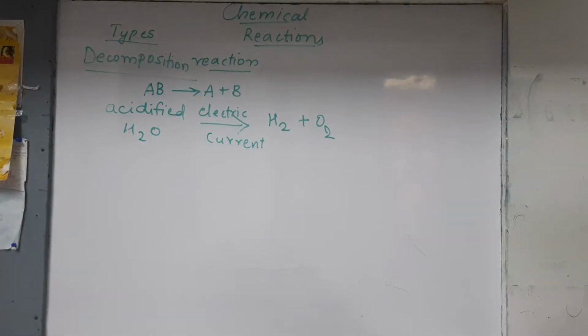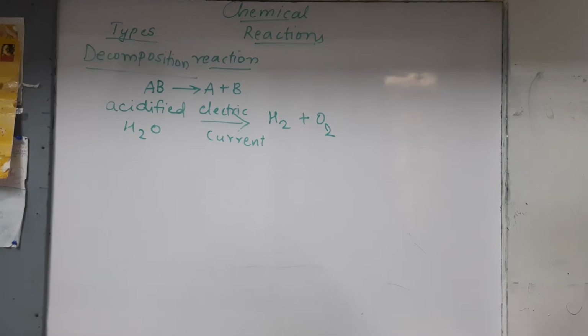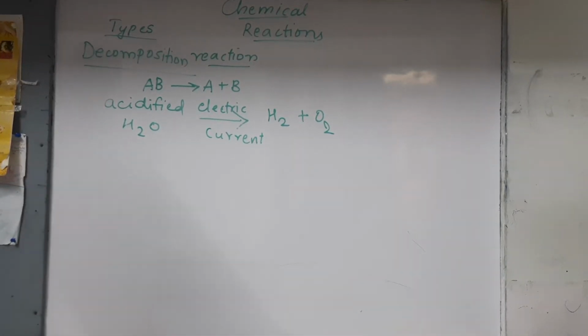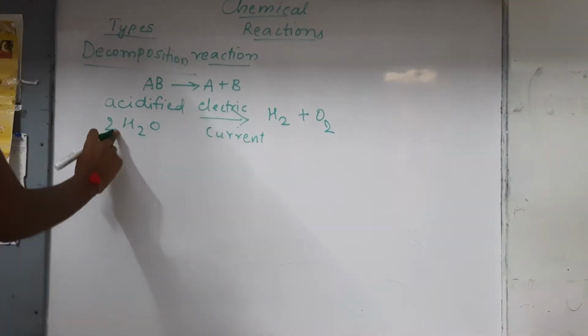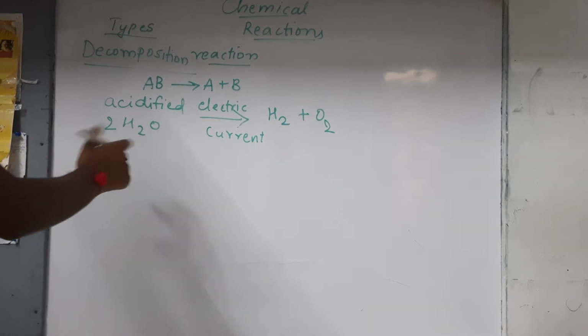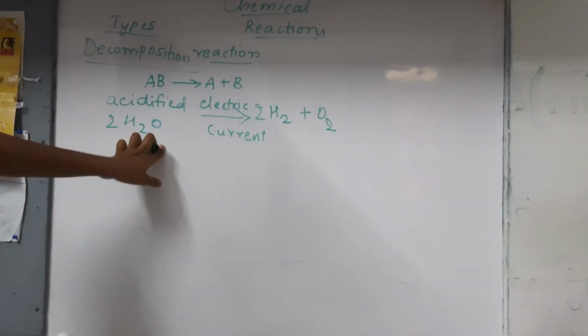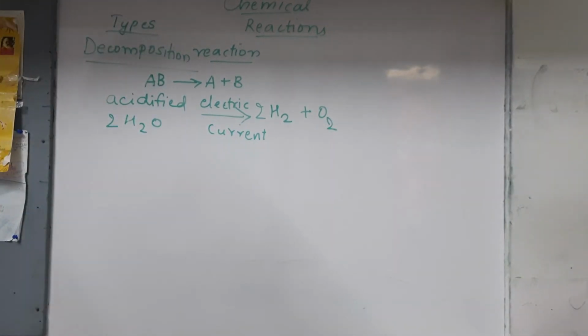We have two tests for hydrogen and oxygen that we will see in a later part. So this is an electrolytic decomposition, and you have to always balance the equation. 2 twos are 4, and here also 2 twos are 4. So hydrogen is balanced. 2O, here 2O. So it's a balanced equation.